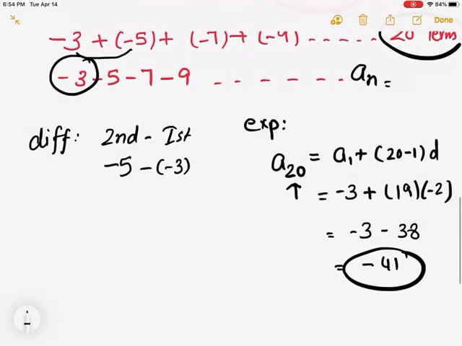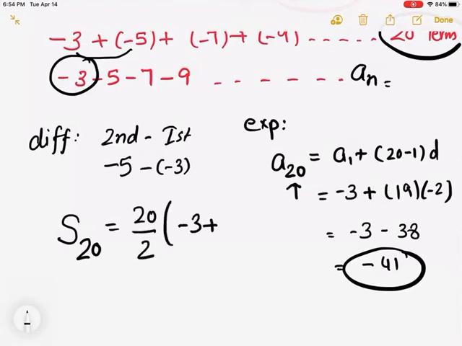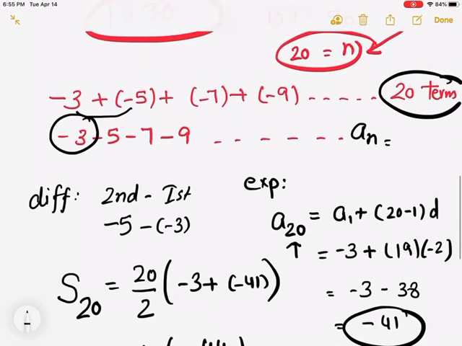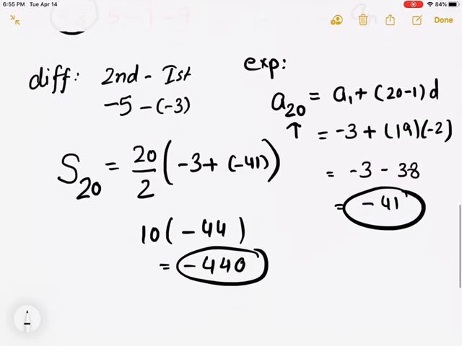We still have to find the sum. So go back to sum equation. We have sum of 20 terms, n over 2, which is 20 over 2. First term is negative 3 added to last term, which is negative 41. We just figured it out. Combine, so it's 10 times negative 44, and my answer is negative 440. And it does make sense. I see all negative numbers in this series or sequence, so if I add them all, for sure my answer would be definitely a negative answer, right?